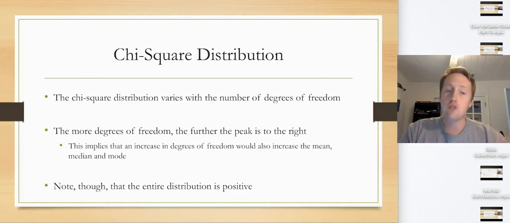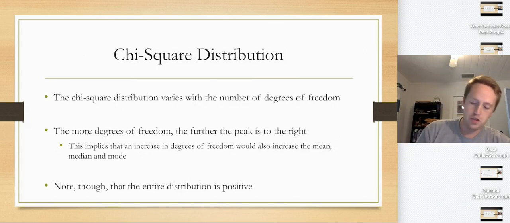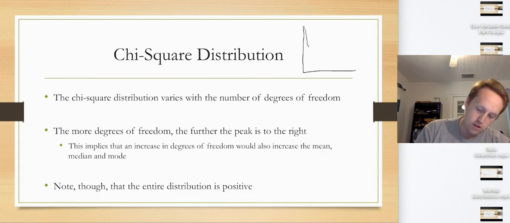So the chi-square distribution itself is a different distribution for each number of degrees of freedom. Very similar to the t distribution, it has a bunch of different distributions depending on the number of degrees of freedom. The more degrees of freedom, the further the peak of the chi-square distribution is to the right. The chi-square distribution with 1 degree of freedom starts like that, and then 2 degrees of freedom is like that, and then at 3 degrees of freedom we finally get this little hump. 4 degrees of freedom looks like that, etc., etc.